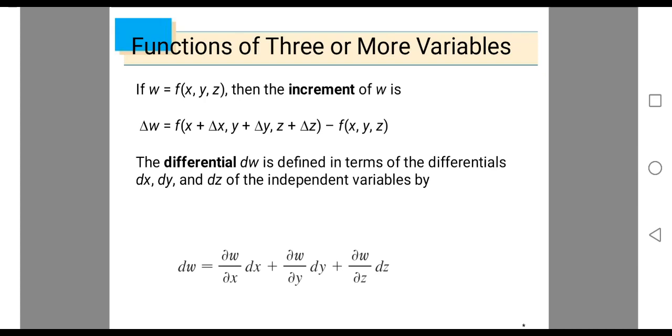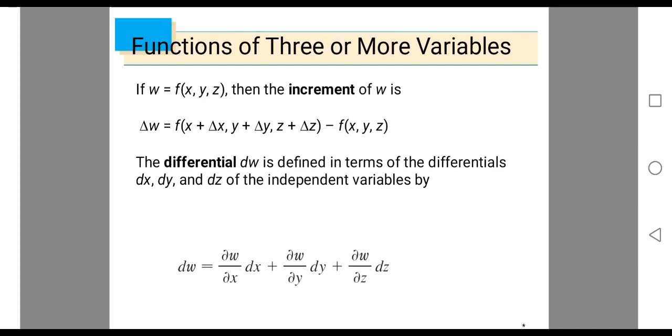So the differential dw is defined in terms of the differentials dx, dy and dz of the independent variables by, this is our increment, right? We're going to find the partial derivative of w with respect to x into dx, plus the partial derivative of w with respect to y into dy, plus the partial derivative of w with respect to z into dz.